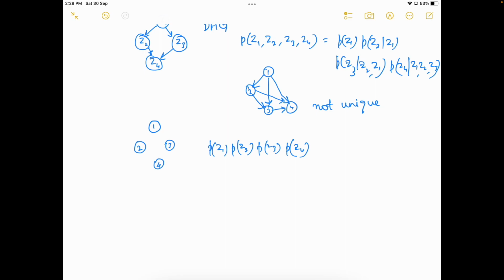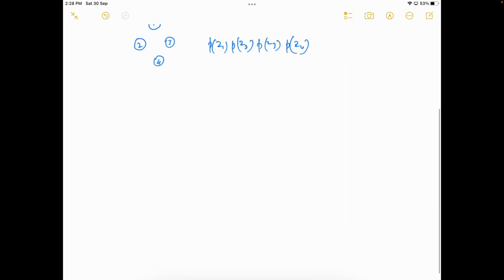Now, let's see what is a hidden Markov model. So, in the hidden Markov model, we have seen the structure. Right? Let's say this is Z1.